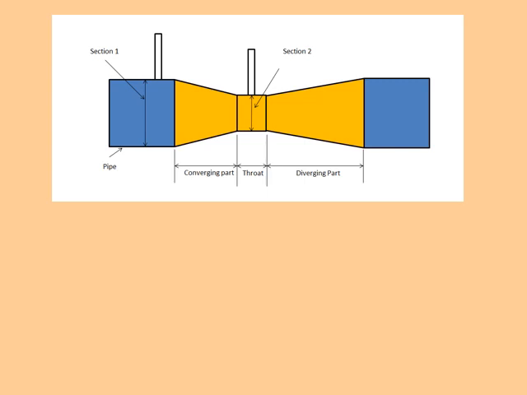Here two points are taken in order to connect the manometer. One point is taken at the pipe section, the other connection is taken at the throat. The pipe section is called section 1, and the manometer connected to the throat is called section 2.